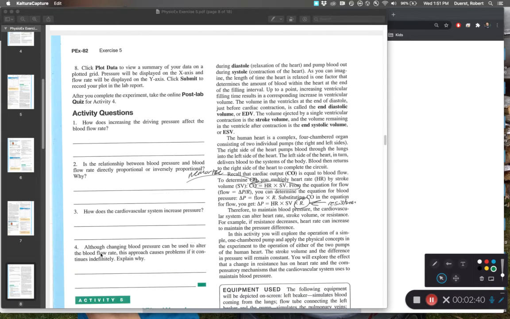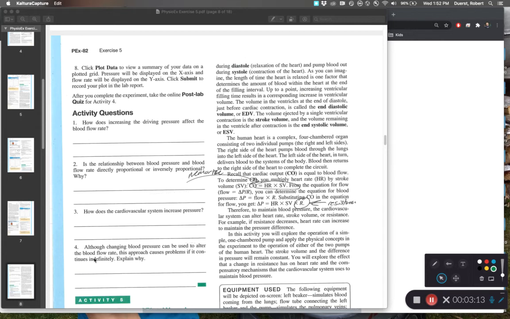Question number 4. Although changing blood pressure can be used to alter the flow rate, this approach causes problems if it continues indefinitely. Why is it bad to have constantly modified blood pressures? And the answer to that is that it can throw off our fluid balances in our body. If we have elevated blood pressure, we have excess fluid leaving the bloodstream. If we have lowered blood pressure, we're going to not have enough fluid exchange with our bloodstream. We need to have a relatively constant blood pressure.